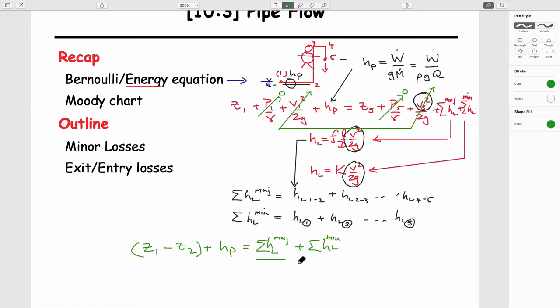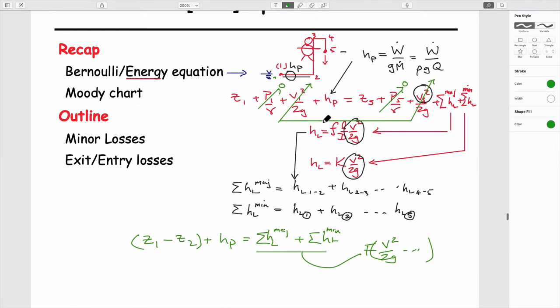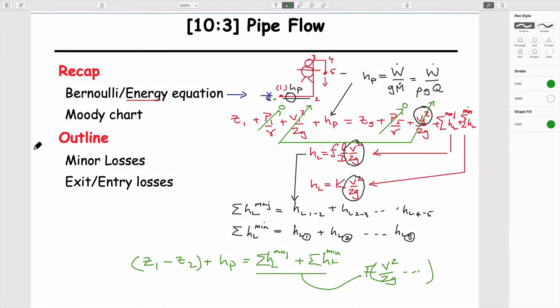And both of these terms here are a function of v squared over 2g and some other terms. But so long as we know what the velocity is that we need to do this, then we would calculate what the pump head would be. So that's basically what we might want to do. We've said something about the Moody chart last time. I'm sure we'll say more about it today. But what we might talk about are what the magnitudes of these minor losses are.